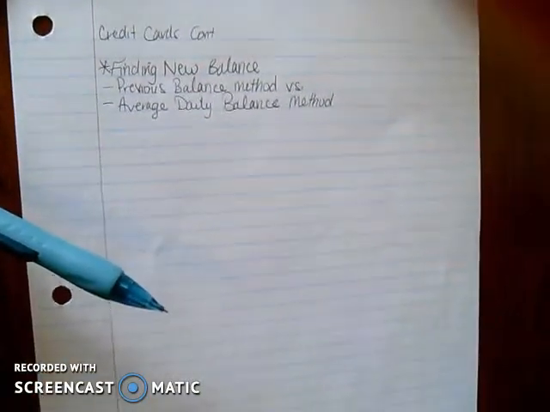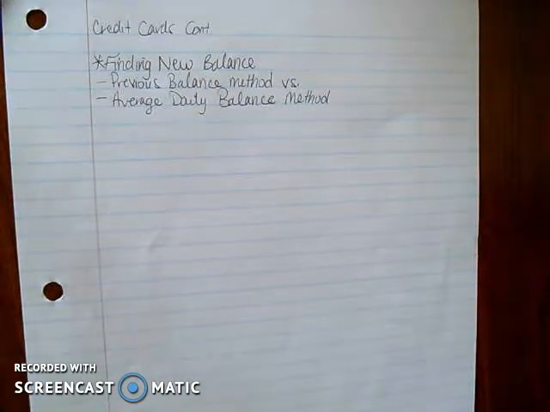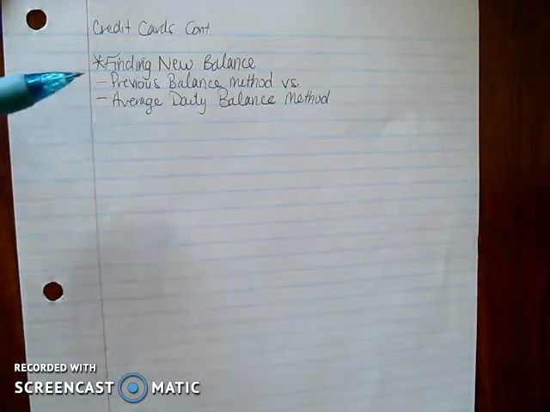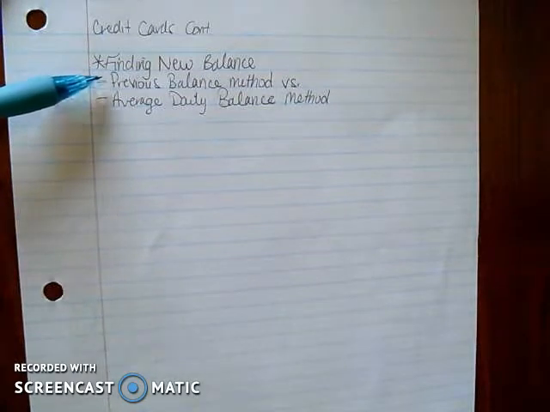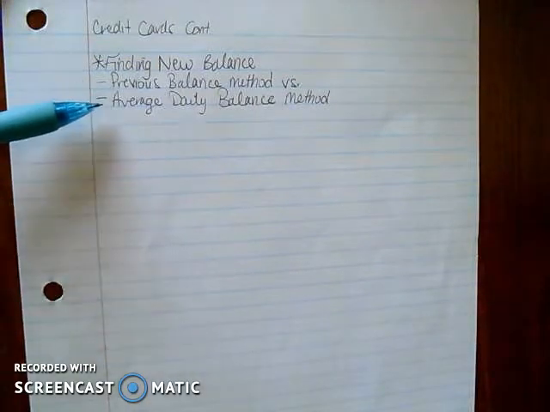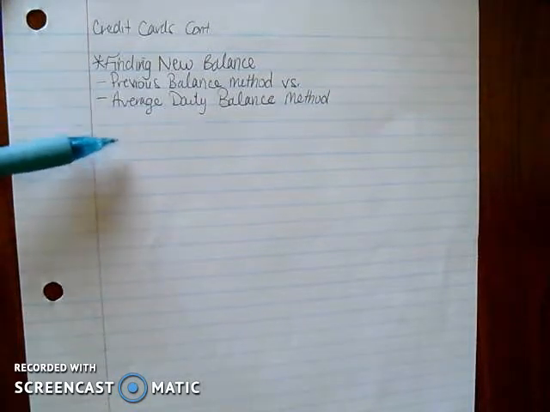All right, the last two things we have to do for 10.4 is technically doing the same thing, finding the new balance on your credit card, but there's two different methods that we use to do this. One is called the previous balance method, and one is the average daily balance method. So what the previous balance does is it is exactly like it says. It just takes whatever your balance was from the last month and carries it over. What the average daily balance does is whenever you make payments or charges, it adds those in throughout the month.